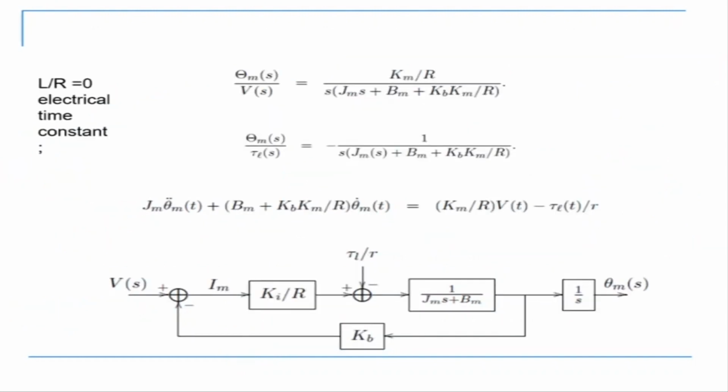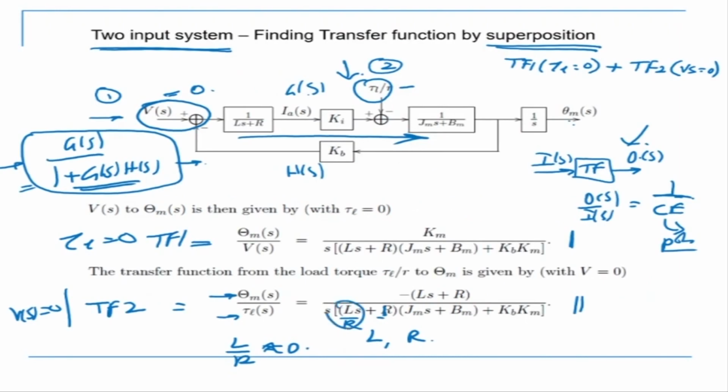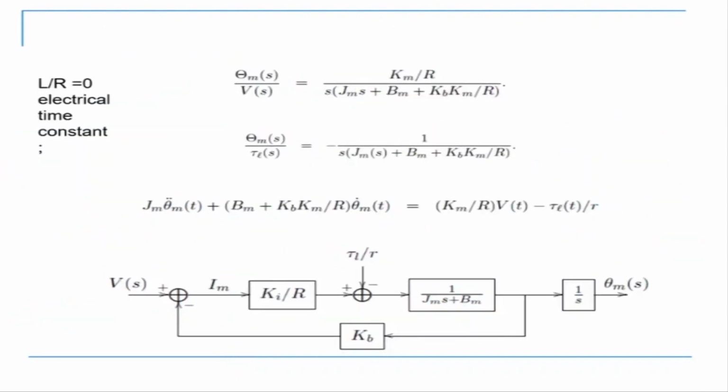If I do that, because there is an L by R here, this will become 0. This is 1. So what I'm left with is only this. And there is an R, because I divided by R, there's an R there. So we set L by R equal to 0 in both the equations, and we reduced the number of terms. You see that some terms become 0.